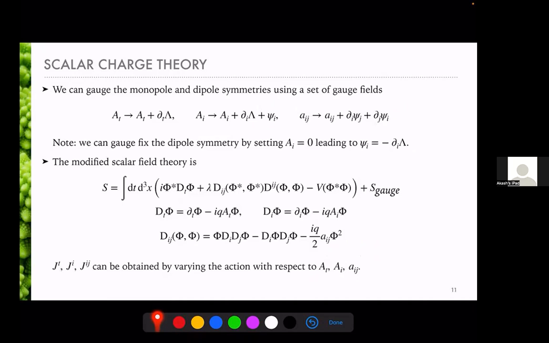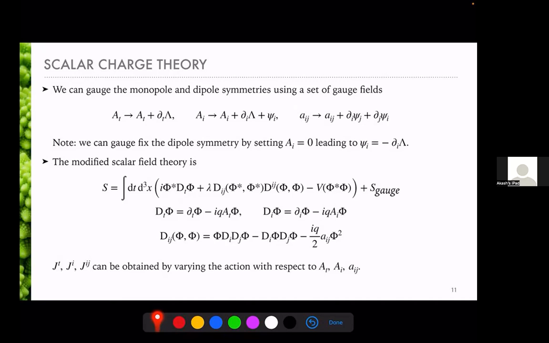Just an aside: you can also gauge fix the symmetry completely by setting A_i equal to 0, and then you can just work with a scalar potential A_t and a symmetric gauge field A_ij. But I'm going to find it useful to keep A_i as well.